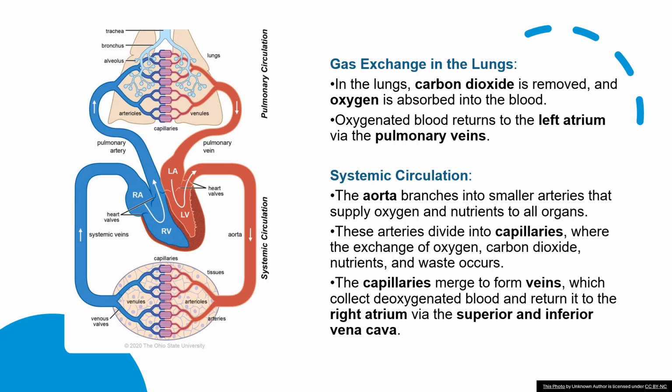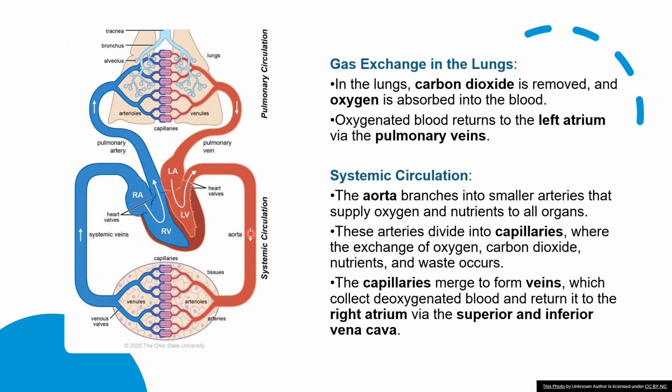And then there's gas exchange in the lungs when it comes to pulmonary circulation. In the lungs, carbon dioxide is removed and oxygen is absorbed into the blood. And then this oxygenated blood returns to the left atrium via the pulmonary veins. And then there's systemic circulation.